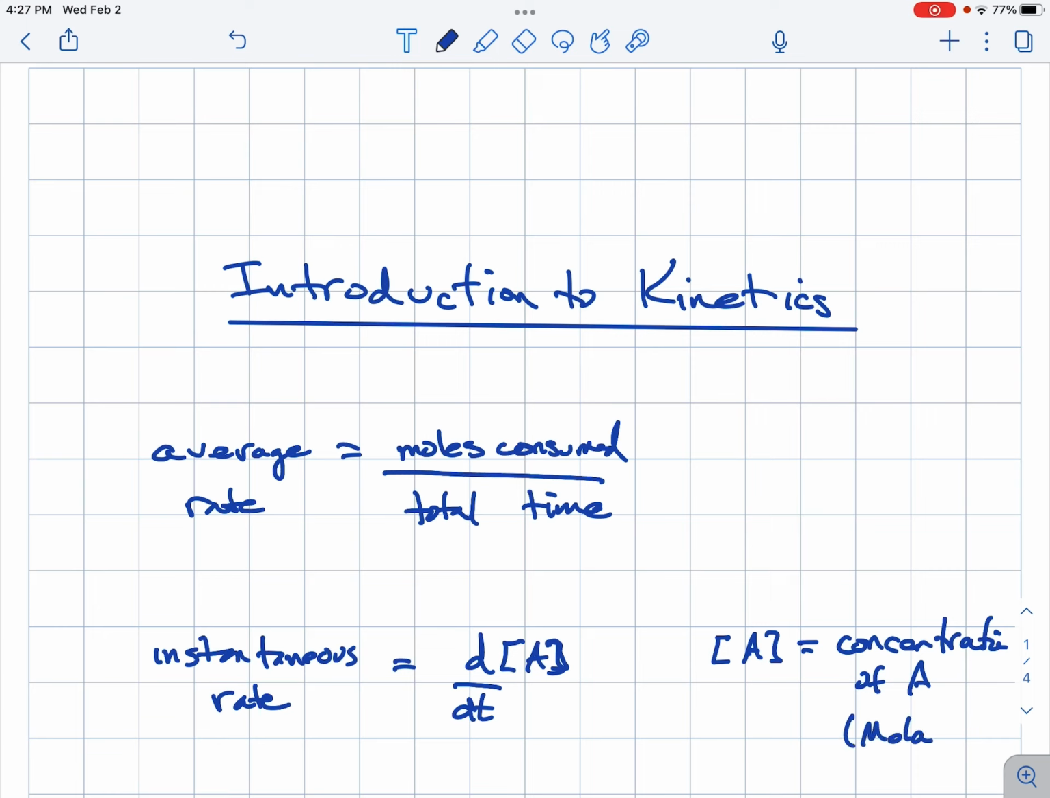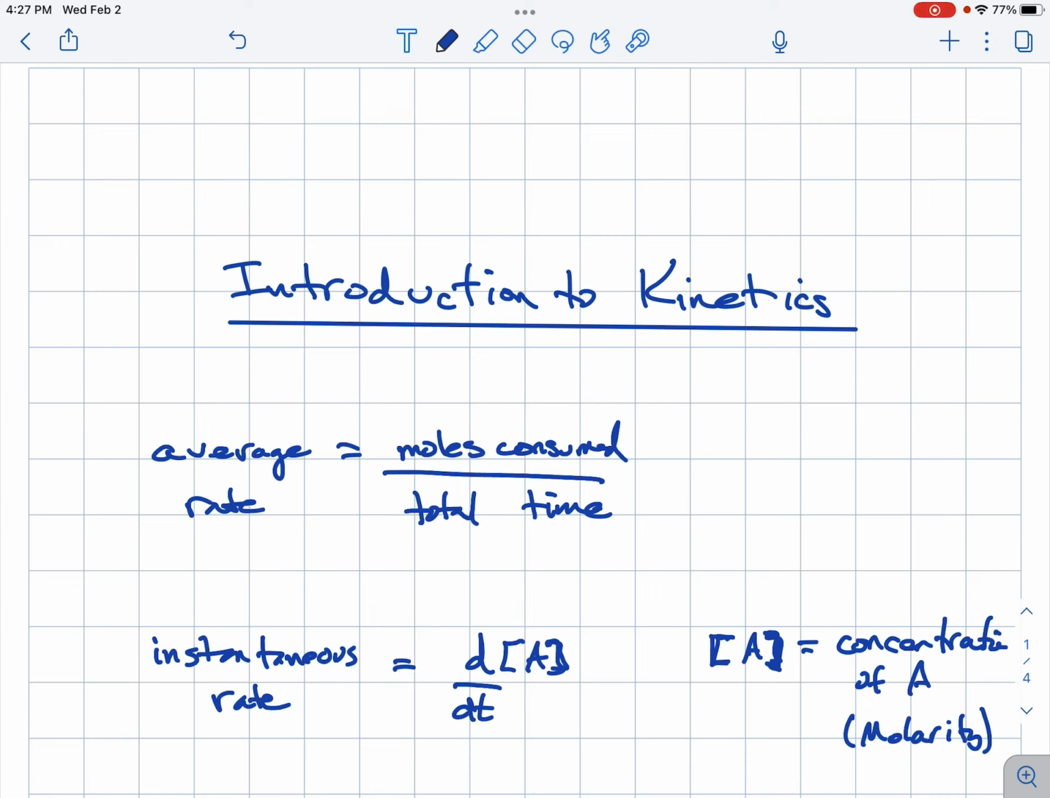All right. So this bracket notation is an abbreviation that we're going to use quite a lot coming up. So I want to bring that up now. But really, this instantaneous rate is what we're going to calculate here in just a minute.